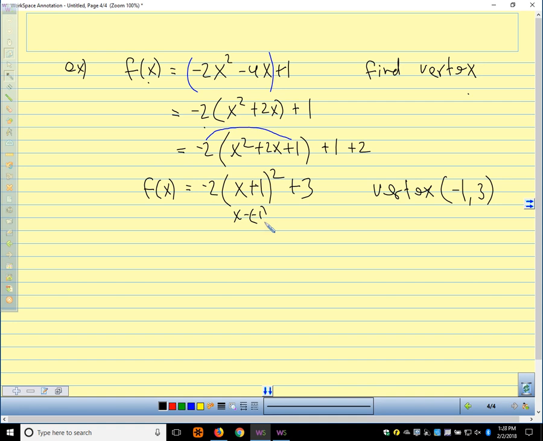If we were going to sketch this, which way would this open? Down, because of the negative 2. What does that 2 do to the graph? It stretches it vertically. So that 2 would give us a vertical stretch.